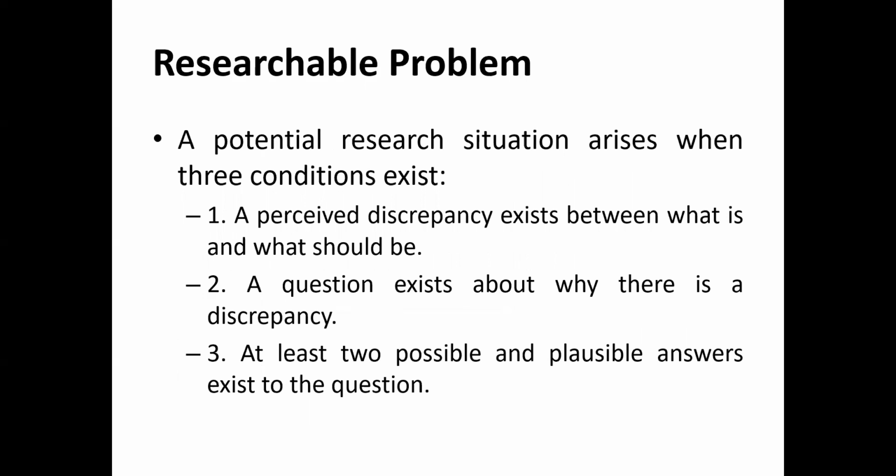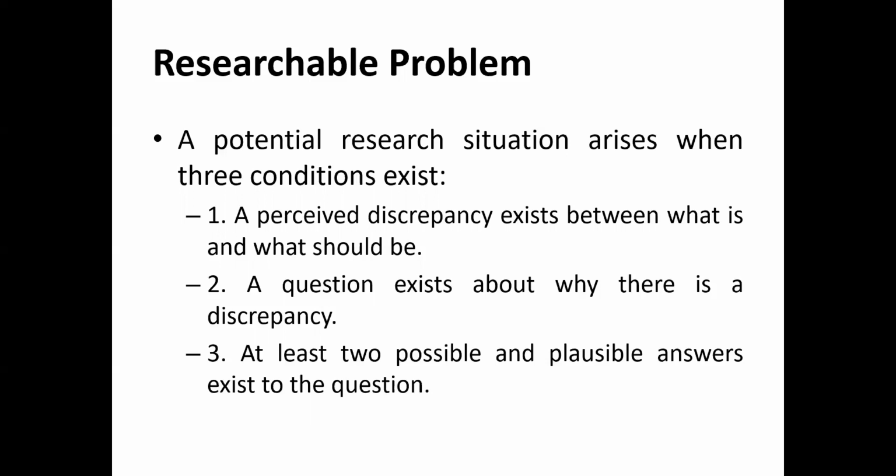As I was discussing in this chart, in terms of type of research, a potential research problem arises when three conditions exist. Either there's a discrepancy between what it is and what it should be, and things are not going the way they're supposed to go. We expect people to be taking their drugs, but they're not. Why? We expect people to be using condoms, but they're not. Why? And a question exists about why there's a discrepancy.